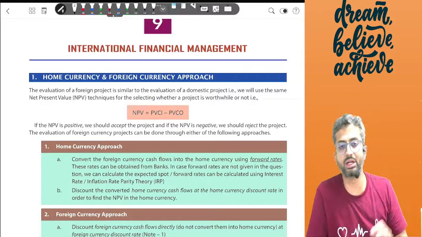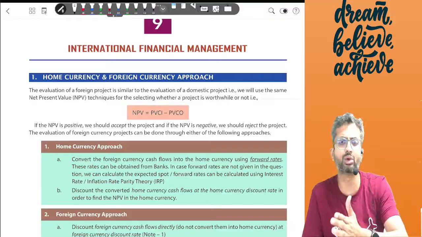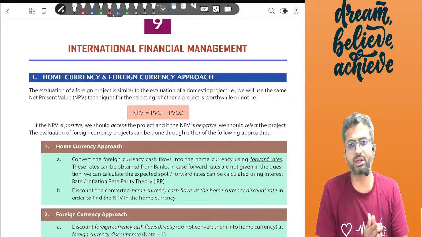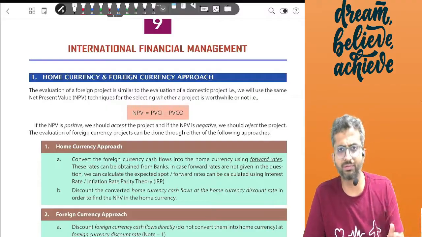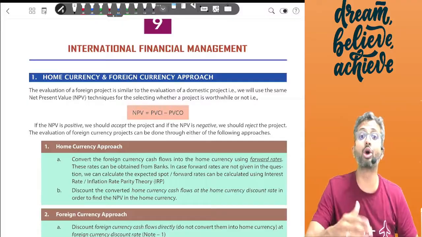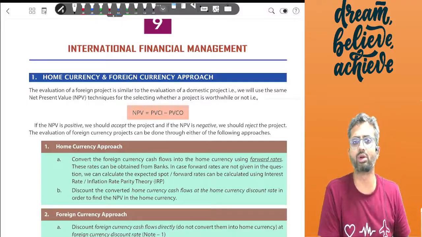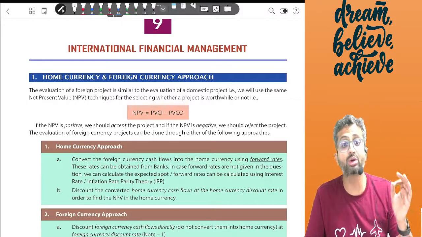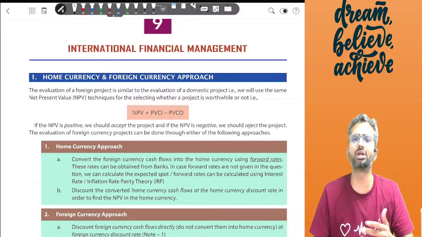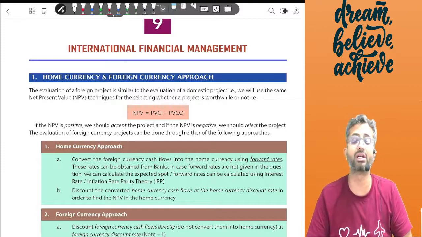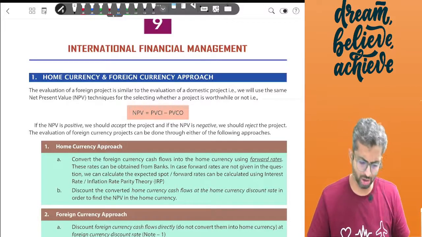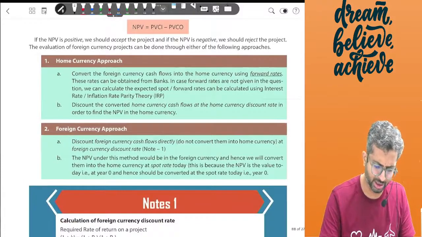So this is where the foreign exchange angle comes in. Now the cash flows are in rupees. These rupee cash flows will be discounted at your local rupee discount rate to find the NPV. If the NPV is positive, you accept. If it is negative, you will reject. So this is called the home currency approach in evaluation of international projects, where you convert the cash flows into your local currency and then discount it at the local currency discount rate to find the present value in rupees.